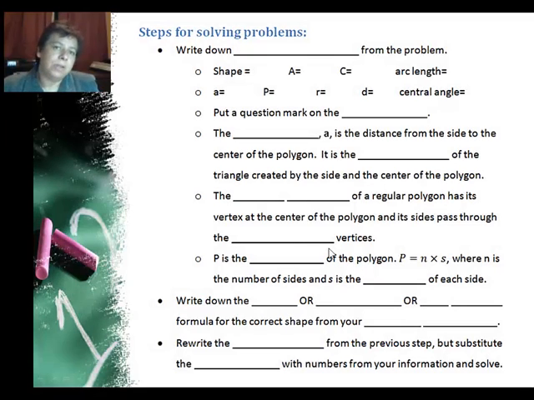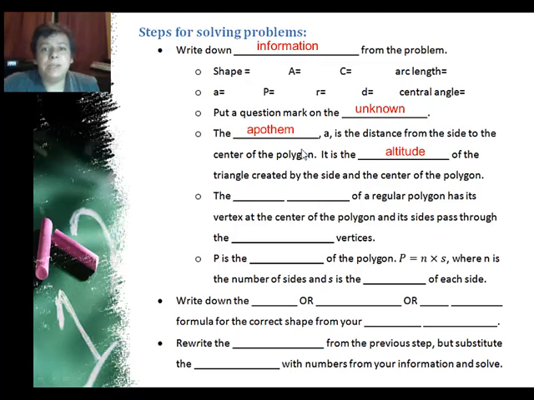The steps you want to use to solve the problems: first of all, you want to write down the information from the problem. What kind of shape is it? Do you know the area or the circumference or the arc length? Any of these could show up as known values, and also any of these could be the unknown value. And go ahead and put a question mark in for the unknown.